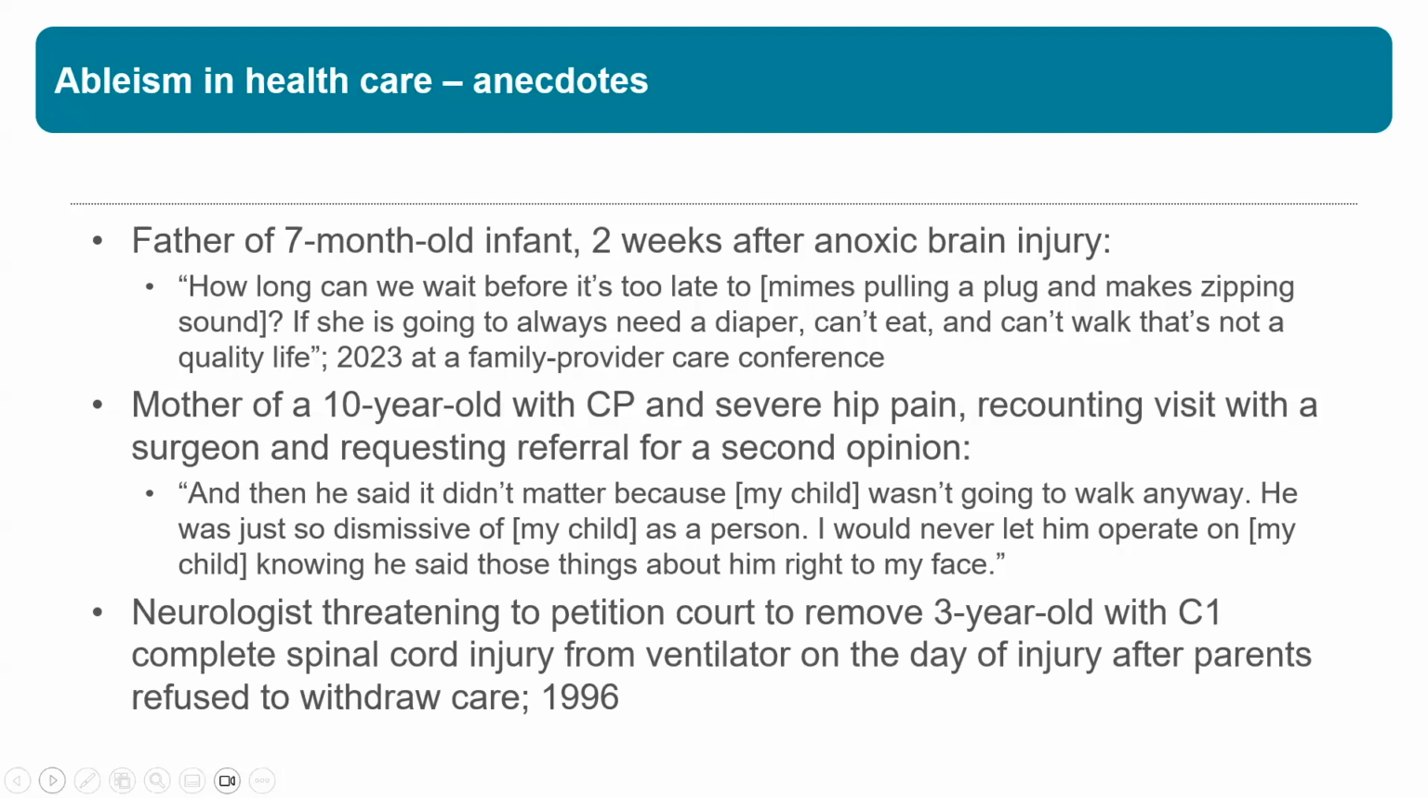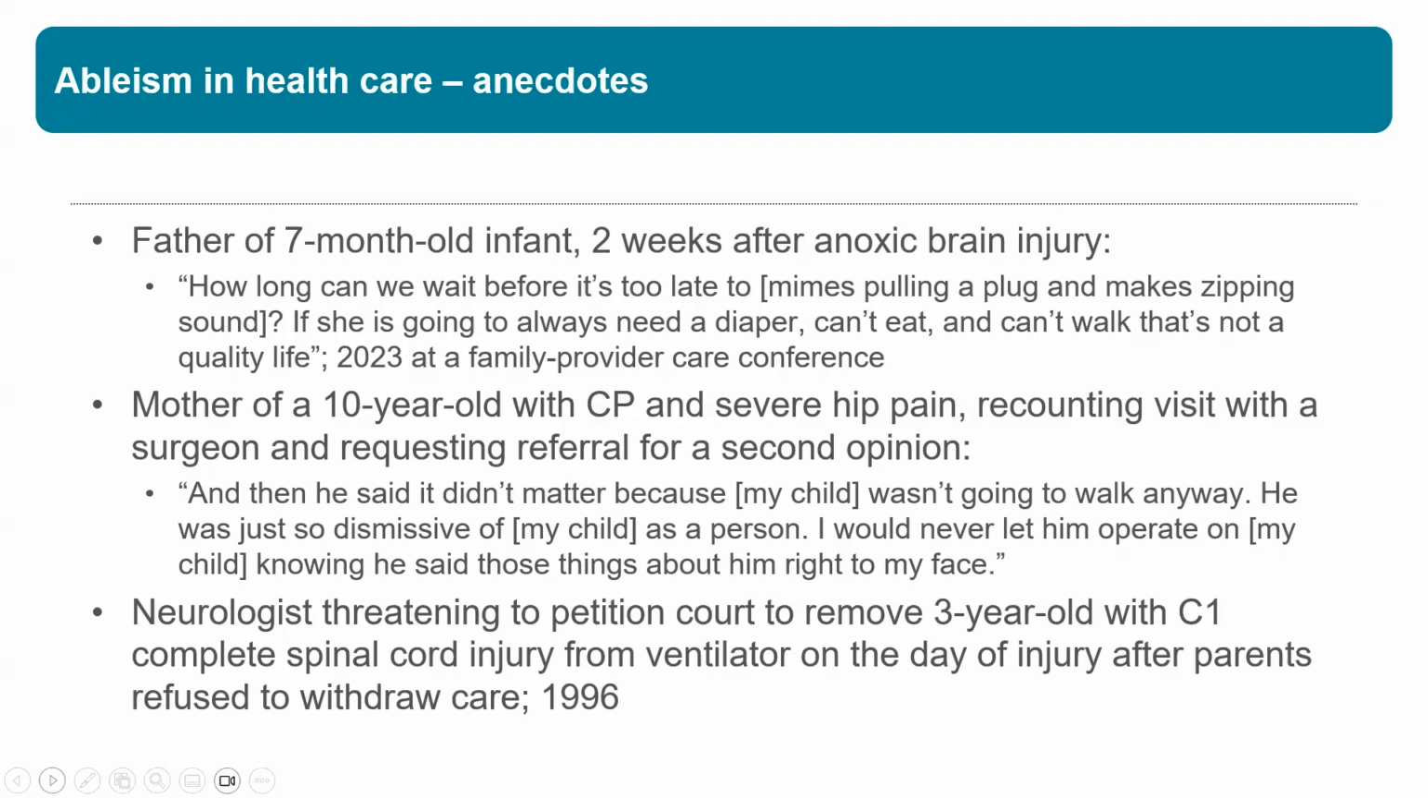And then this last anecdote is actually my sister. So the day that my sister was injured, they had been life flighted back to the level 2 trauma center, and a neurologist at that hospital was threatening to petition the court to remove my sister from the ventilator, from life support, because my parents refused to withdraw care.